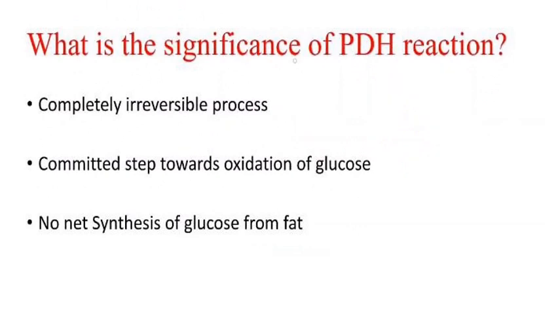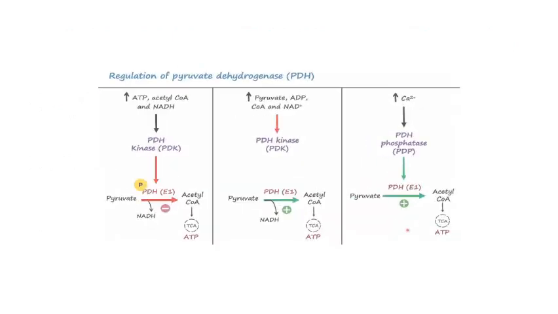Now, what is the significance of this reaction? Number one, the reaction is completely irreversible. Two, it is the committed step towards the oxidation of glucose. And number three, in this process there is no net synthesis of glucose from fat. Fat does not contribute to this reaction. It is purely pyruvate, and this pyruvate is coming directly from the oxidation of the glucose molecule.